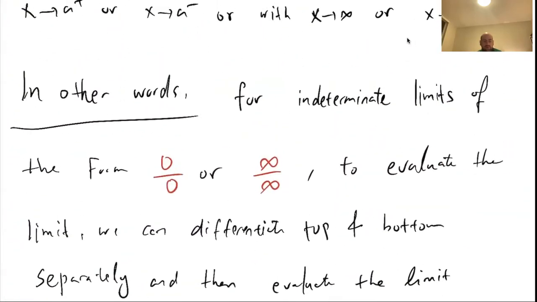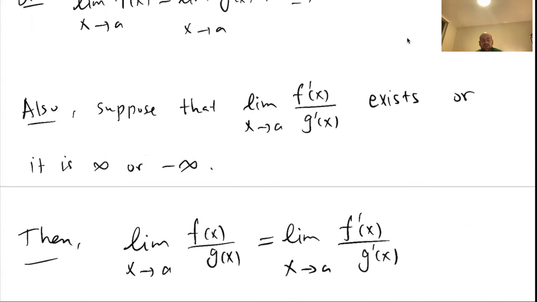Because if you want to apply a theorem, all the conditions of the theorem must hold. One of the conditions of this theorem is that the limit of f prime over g prime must exist, or it should be infinity or minus infinity. Under this condition, we can say the limit of f over g is the limit of f prime over g prime. But if the limit of f prime over g prime does not exist, we cannot conclude anything. So it is possible that the limit of f over g exists, but the limit of f prime over g prime does not exist. And it's not contrary to this theorem either, because if the limit of f prime over g prime does not exist, we cannot apply the theorem.